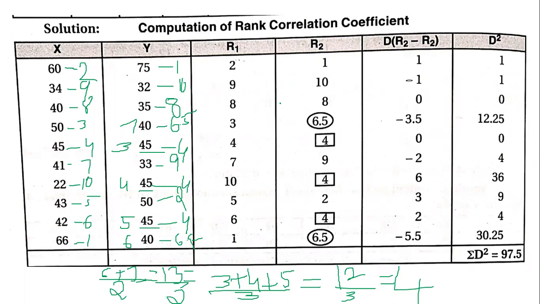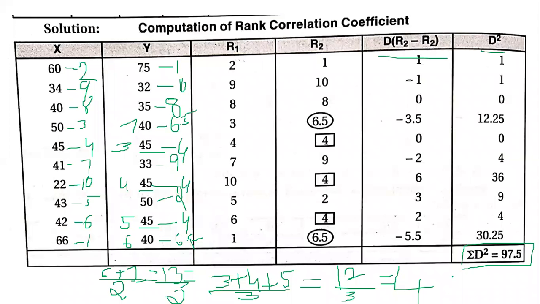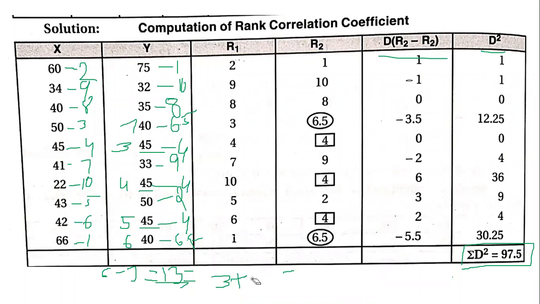Now the next step is finding the difference between the ranks and then squaring them. Once you square them, you will get the important value to solve the equation, that is sigma d square is equal to 97.5. Now this is your table calculation. Let us go to the formula. Before that, let us see which numbers are repeated and how many times, which is very important to understand.